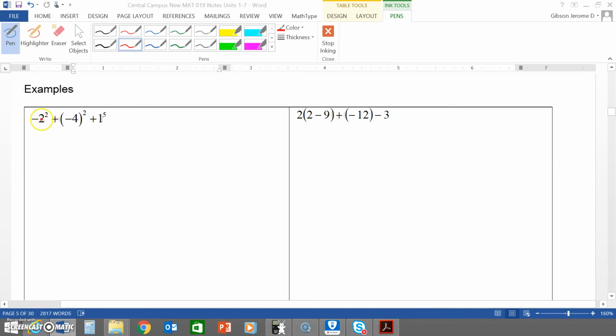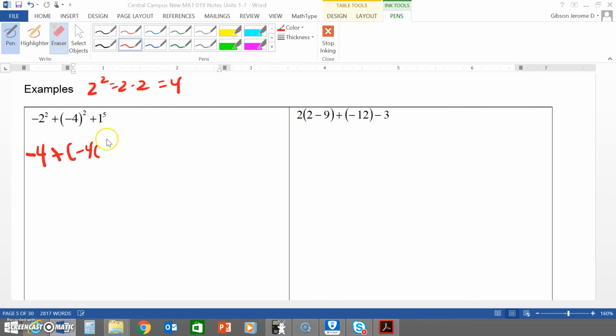Now, with this problem here, the only thing that's taken to the second power is this 2, not the negative sign. So this will become -4, because 2 squared, I'll write it up here, is 2 times 2, which is 4. So this will be -4 plus parenthesis -4 squared plus 1 to the 5th power.